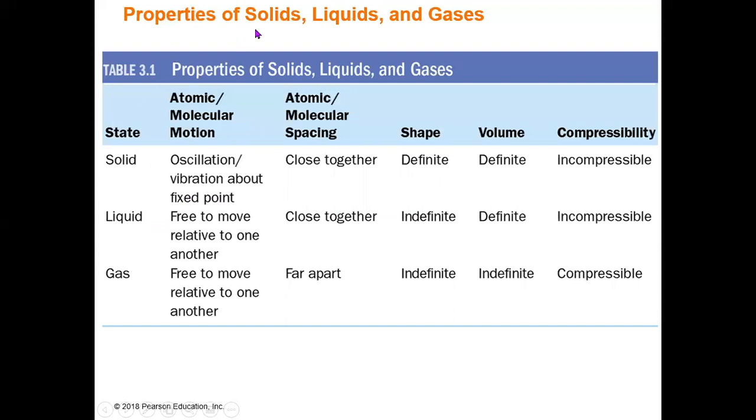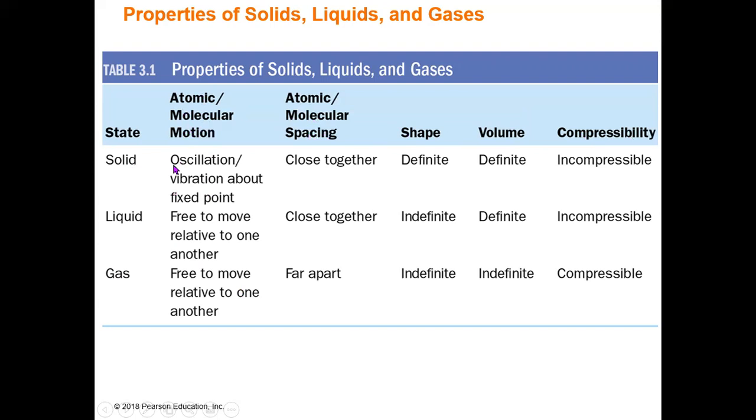So the properties of a solid, liquid, and gas are summarized in this table 3.1. And we have a few columns. The first is the state. We have solid, liquid, and gas. And then we see the atomic molecular motion, atomic molecular spacing, shape, volume, and compressibility. So the first column is the atomic molecular motion.